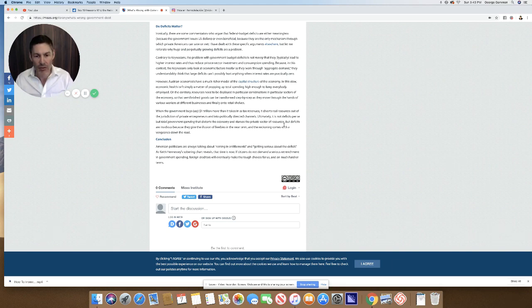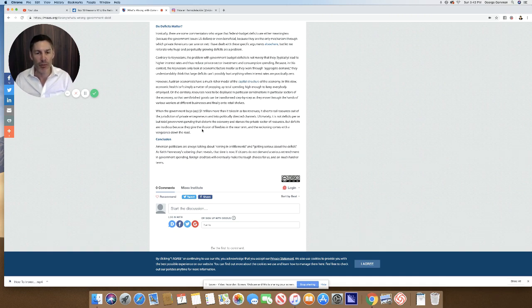And then he ends with, but deficits are insidious because they give the illusion of freebies in the near term, and the reckoning comes with a vengeance down the road. That's very important too. So let me explain that here. The deficits in the near term give the illusion of growth because the government is spending that money into the economy. So GDP looks like it's very high. The problem with that is that generally when government spends the money, there's not a big multiplier effect. So you don't get a return on that investment.